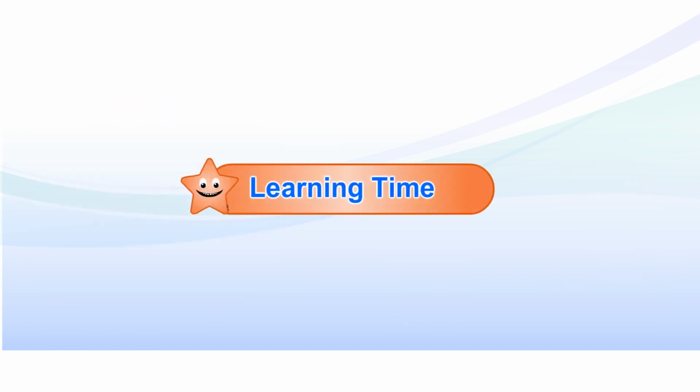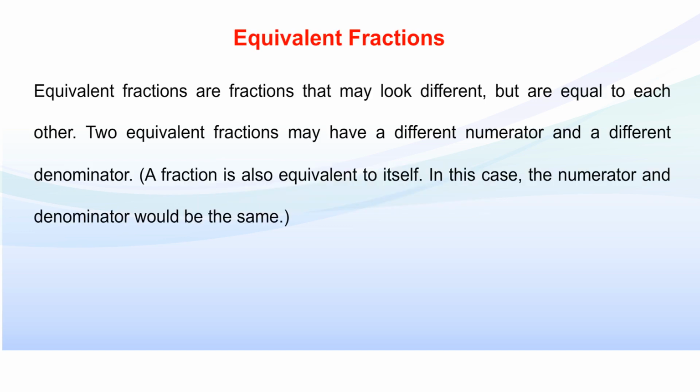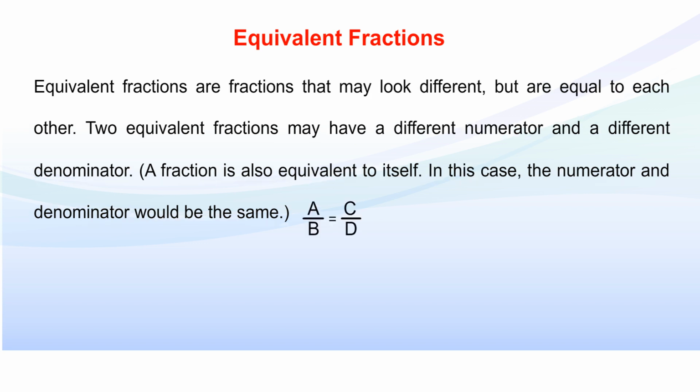Learning time. Equivalent fractions. Equivalent fractions are fractions that may look different but are equal to each other. Two equivalent fractions may have a different numerator and a different denominator. A fraction is also equivalent to itself. In this case, the numerator and denominator would be the same. A by B equals C by D.